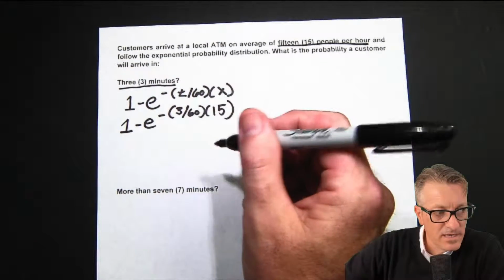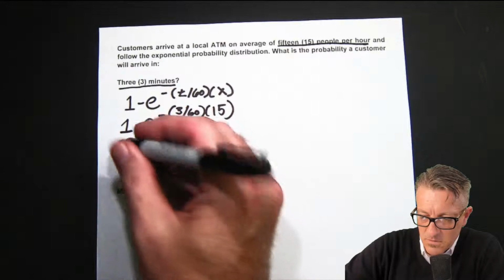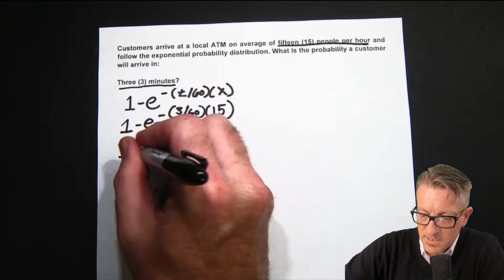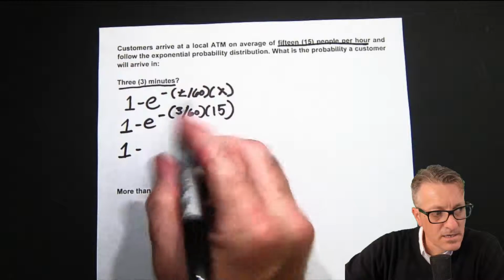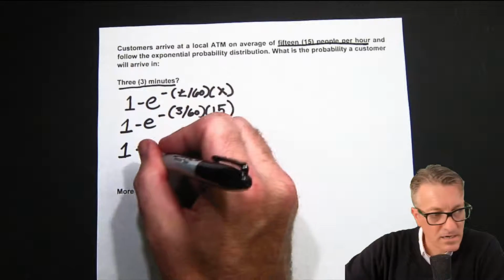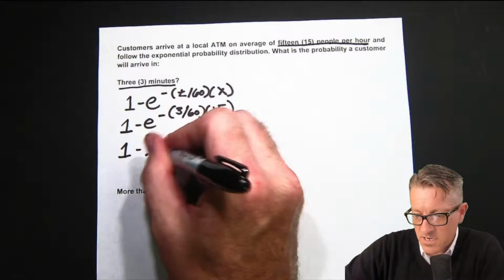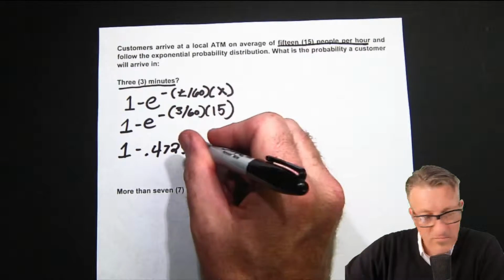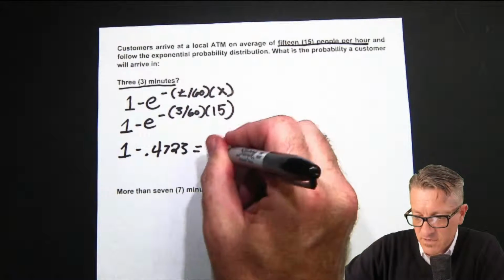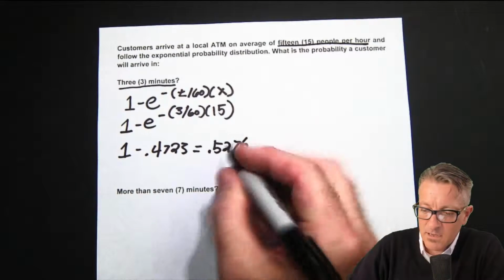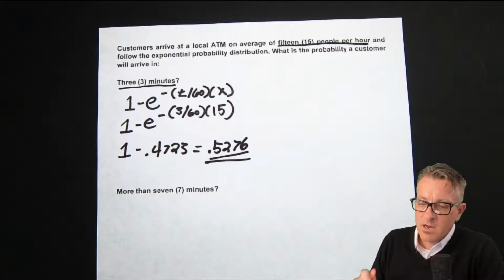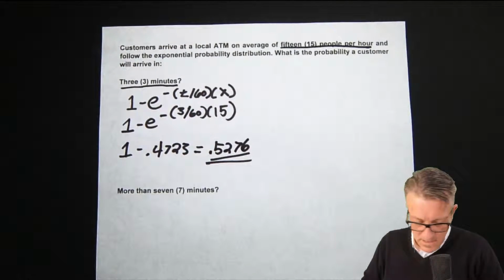So let's work out the answer. The answer, or almost the answer, at least this whole e part, is 1 subtract 0.4723, and that gives us the answer of 0.5276. Okay, so we'll say that's our answer for the problem. Now, I want to show you that table that I was talking about real quick.